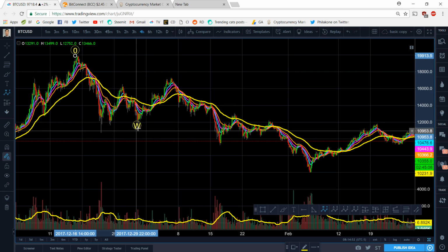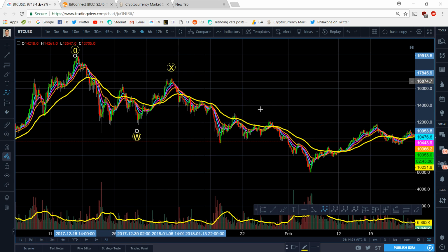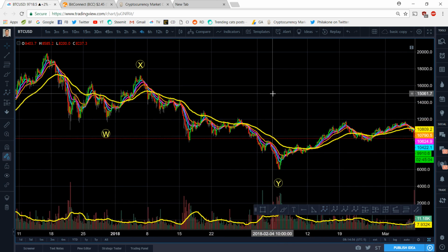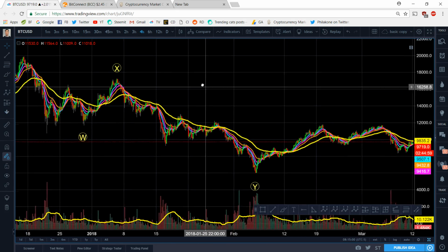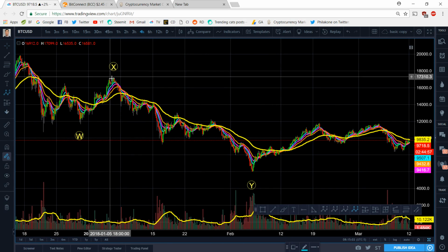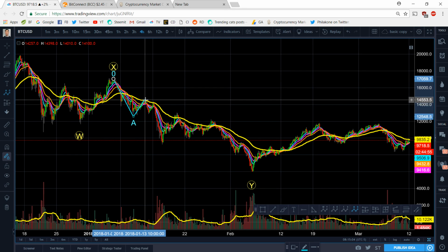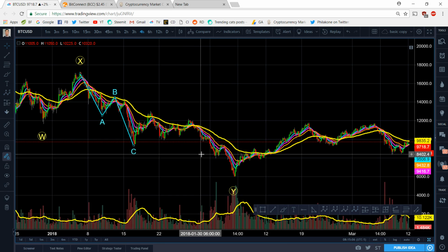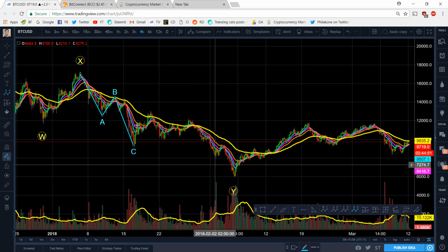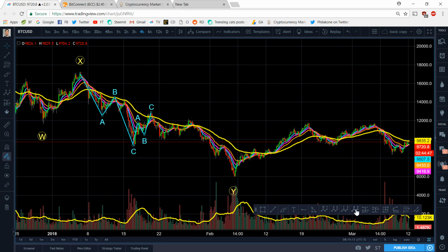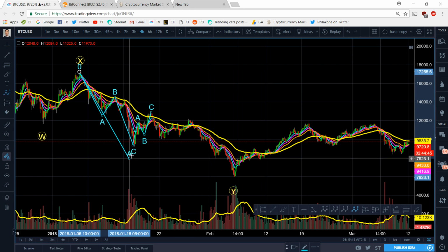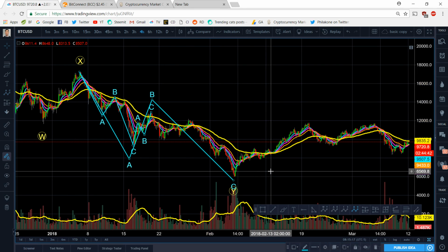I call this my W, my X, that will denote a failure in the wave. And here we see ABC here. Here I would consider this my ABC coming down. And then I would consider this my ABC going up to make the B wave right here. And that makes my A, B, and this is where the C position ends.